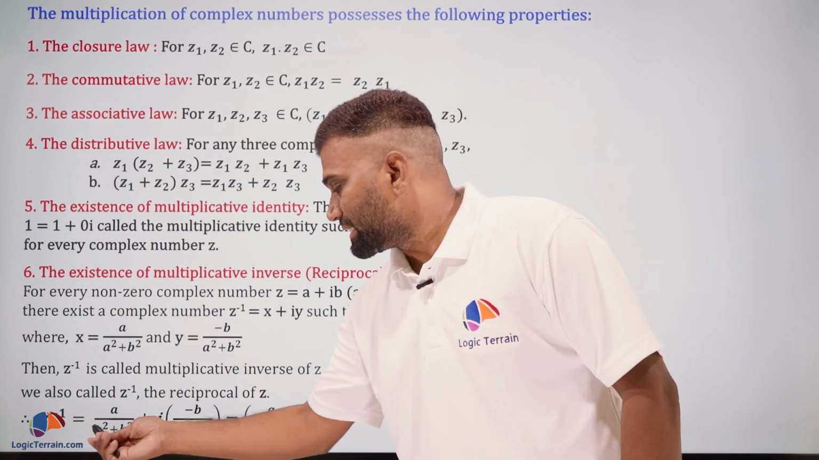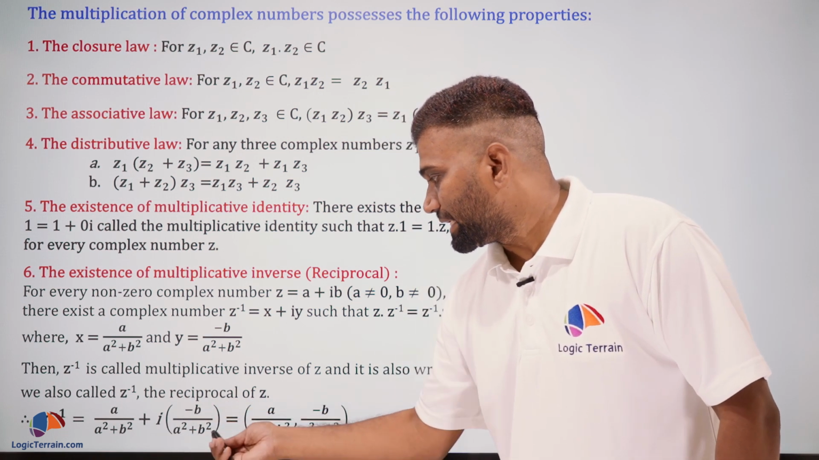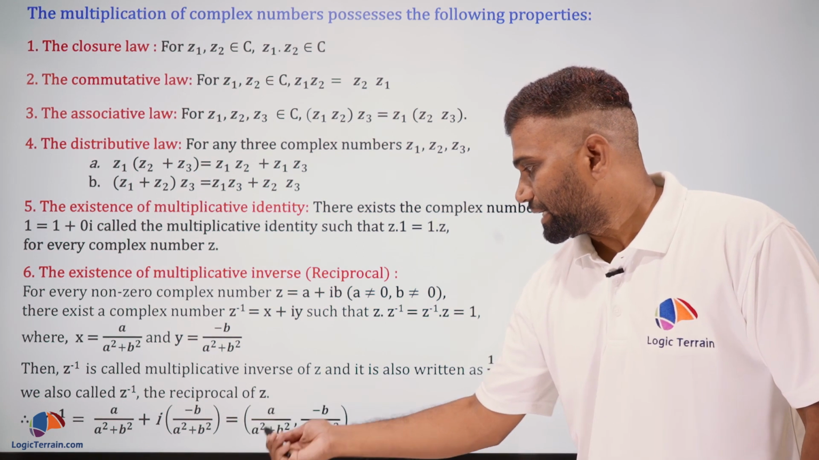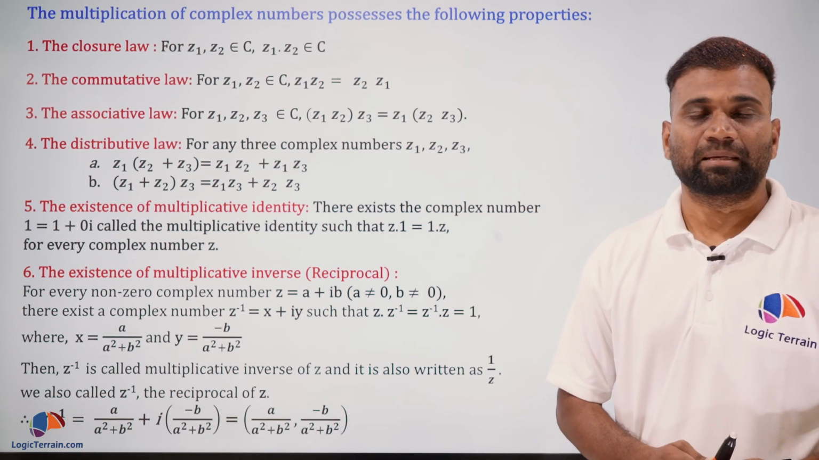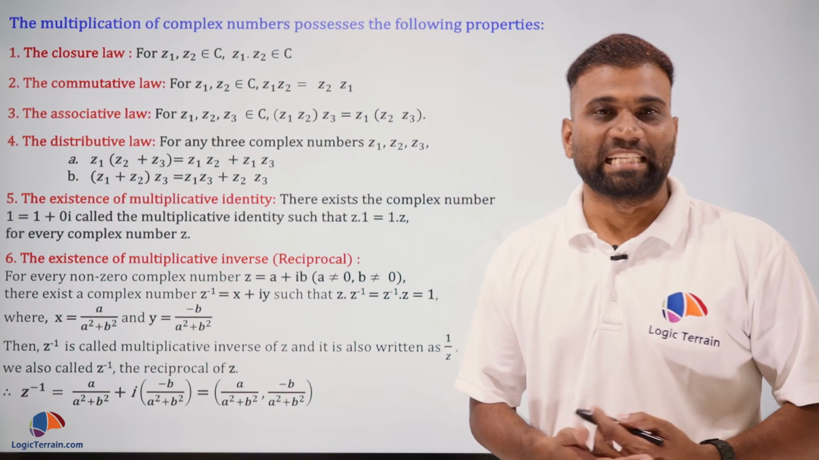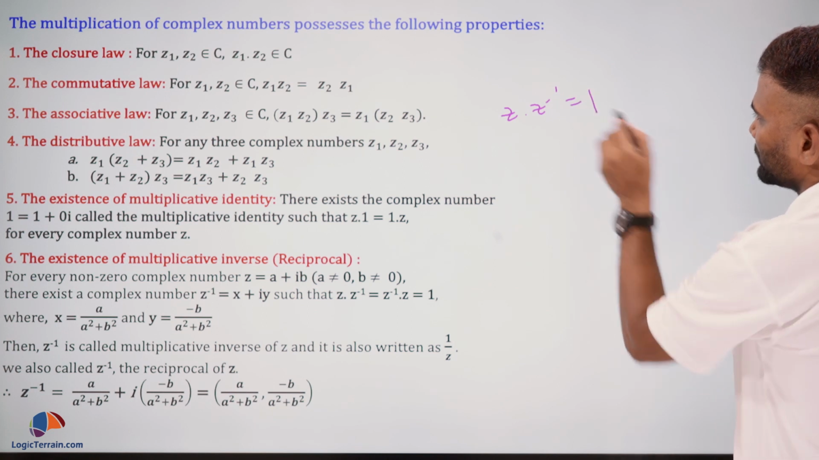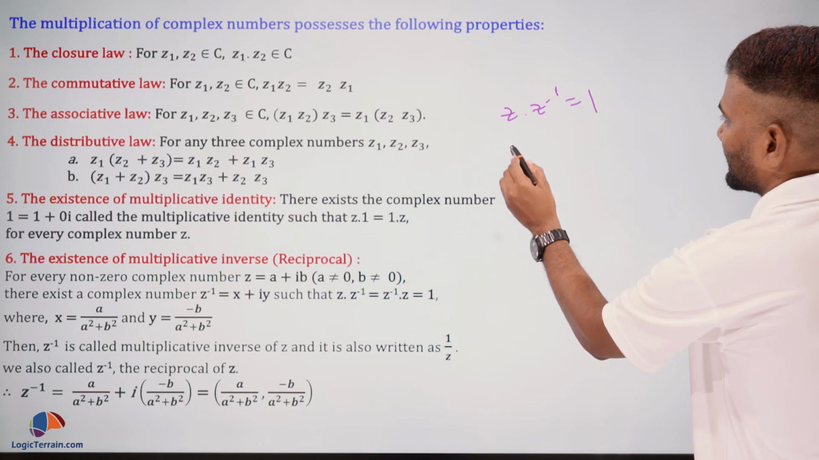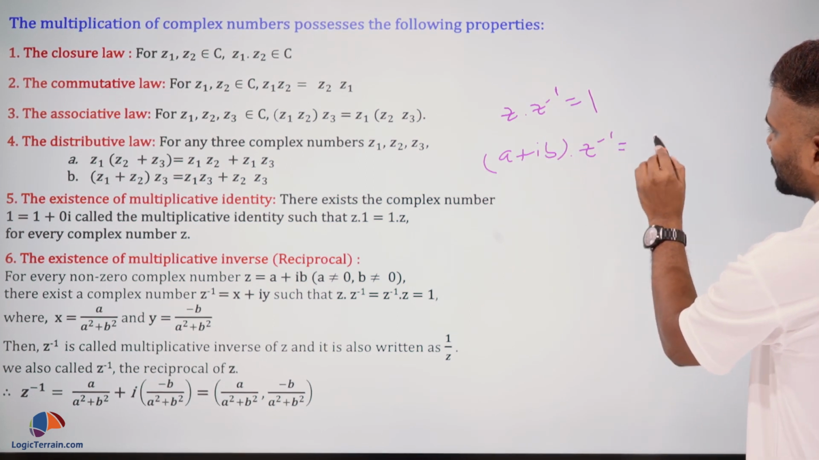Therefore, z inverse is equal to a/(a² + b²) + i(-b/(a² + b²)). Simply, you can also write it as an ordered pair: (a/(a² + b²), -b/(a² + b²)). So let us try to understand how this multiplicative inverse is derived. We know that z into z inverse is equal to 1. So let z = a + ib, then (a + ib) into z inverse is equal to 1.